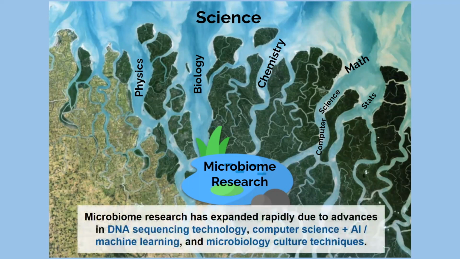As well, that means that advances in microbiome research have been due to advances in other fields. So we have things like DNA sequencing technology, which can go under the umbrella of chemistry. Computer science, artificial intelligence, and machine learning can be under the umbrella of computer science and math. And of course, microbiology culture techniques under the umbrella of biology, microbiology, and maybe molecular biology.